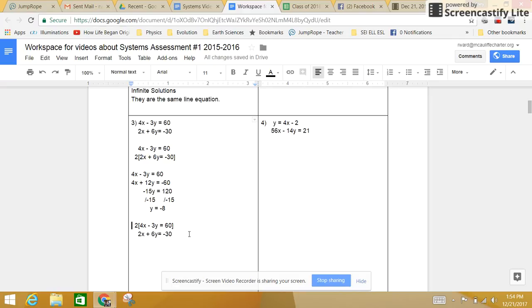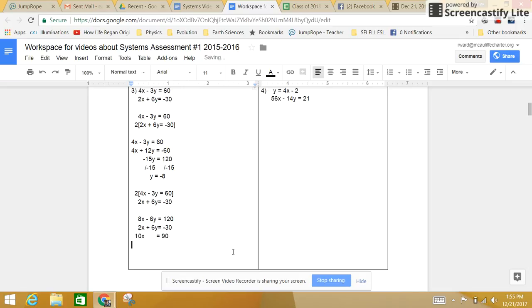So this will become 8x. This becomes negative 6y, and this becomes 120. And now, because I have opposite coefficients, I'm going to add, because adding opposites makes 0. So this becomes 10x when I add them. That becomes nothing, and equals 120 plus negative 30 is 90.